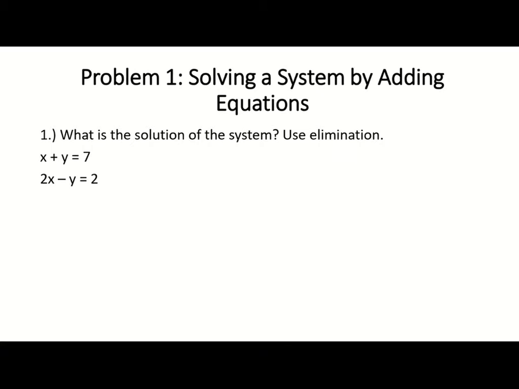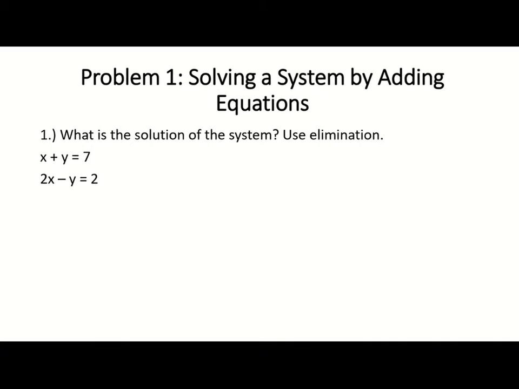So in order to use elimination, we have to have either our x values cancel each other out or our y values cancel each other out. So what we want to do is look and see if our x's are opposites of each other, like we have a positive and negative of the same number. If I look at my x's, the first equation is just x, the second equation is 2x. Those won't cancel. So then I move on to my y values.